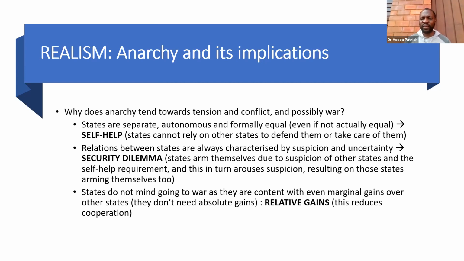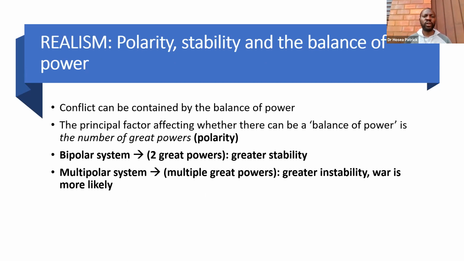Why relative gain? We said it reduces cooperation. So these are some of the reasons why they go to war. And then we'll talk about conflicts and the premise of the balance of power. I think we've explained the premise of balance of power, right? I will discuss the issue of polarity. And these are some of the things that, because of power politics within the international system, we have this situation.